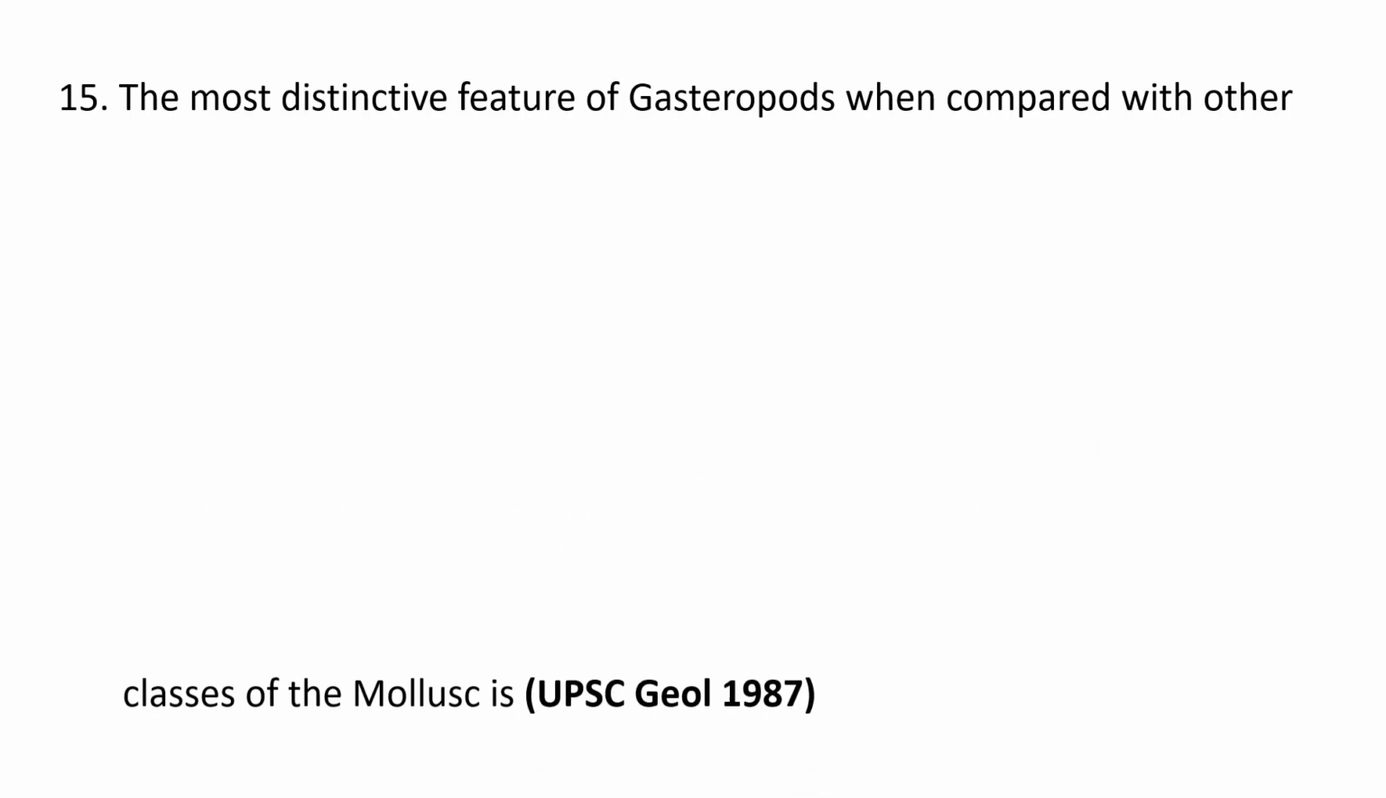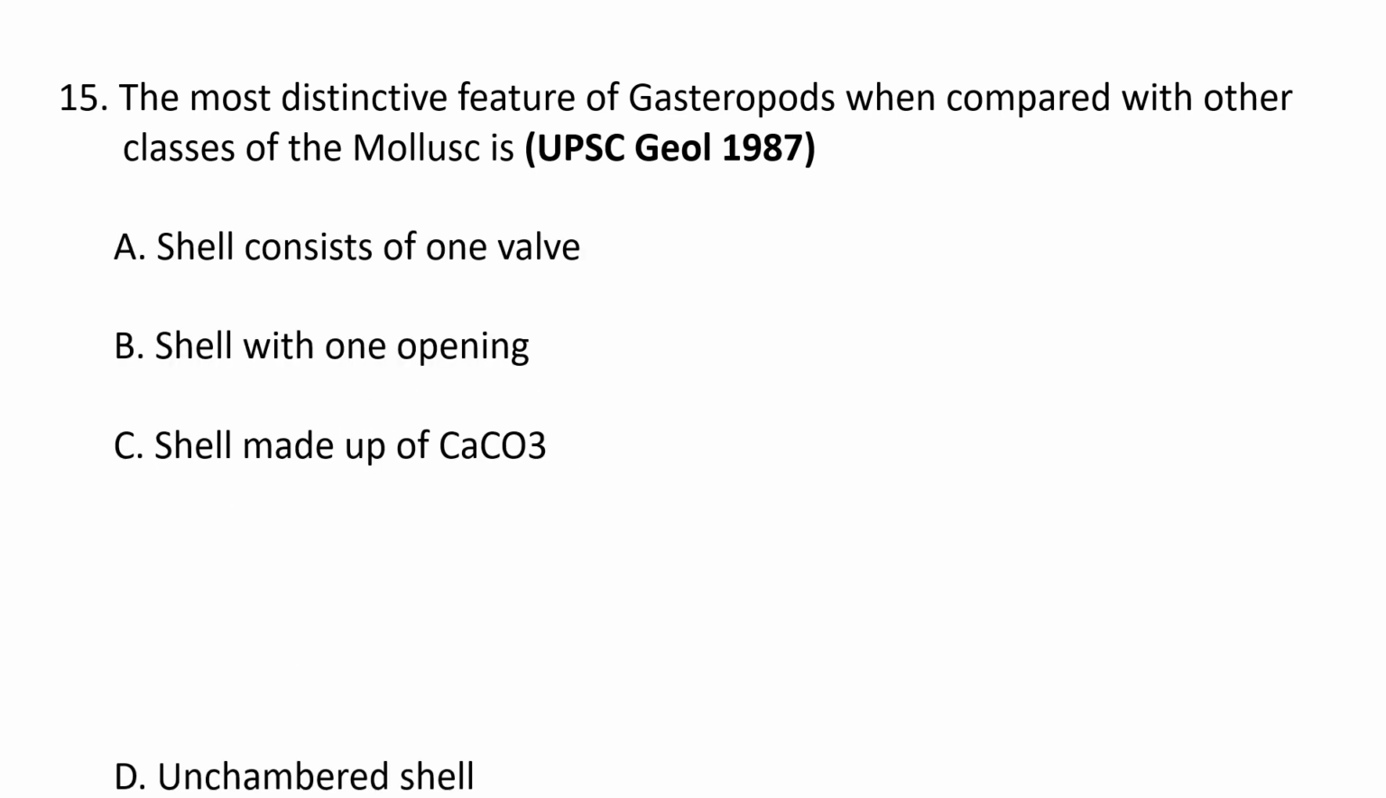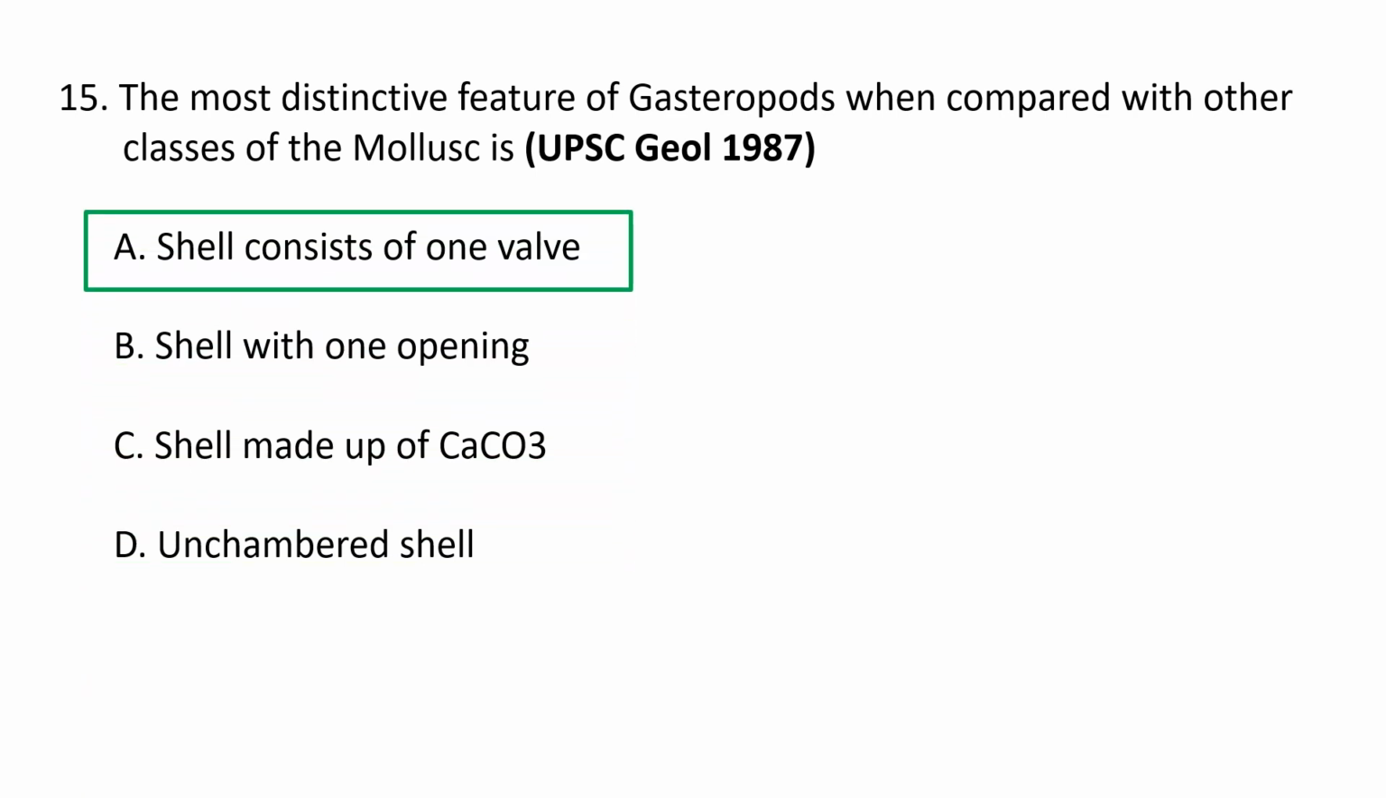The most distinctive feature of the gastropods when compared with the other classes of mollusks is A. Shell consists of one wall, B. Shell with one opening, C. Shell made up of calcium carbonate, and D. Unchambered shell. The most distinctive feature of gastropods when compared with the shells of the other classes of mollusks is that the shell consists of one wall. Almost all gastropod shells consist of one wall, and they are also referred to as univalve, and only a few are bivalve. While gastropod shells are usually said to differ from cephalopod shells in lacking septa, they actually possess them, but only in the early stages of shell growth.